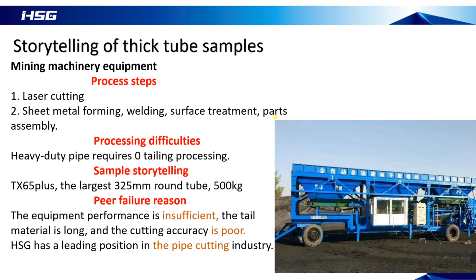What is the reason for our peers' failure? Firstly, equipment performance is insufficient. Tailing length is too long. Also, bearing is a problem. Because on the market, most pipe cutting machines' load bearing is not particularly high, maybe only 100 kilograms to 200 kilograms. So this kind of tube is not easy to handle.